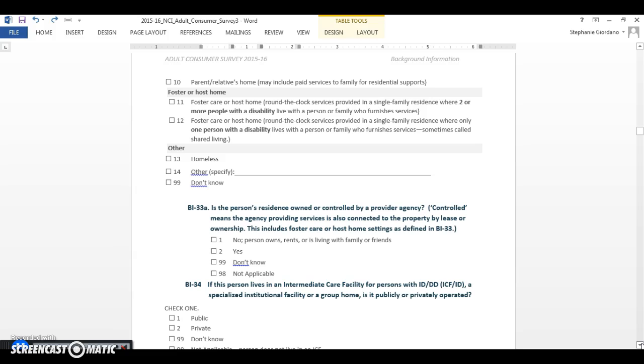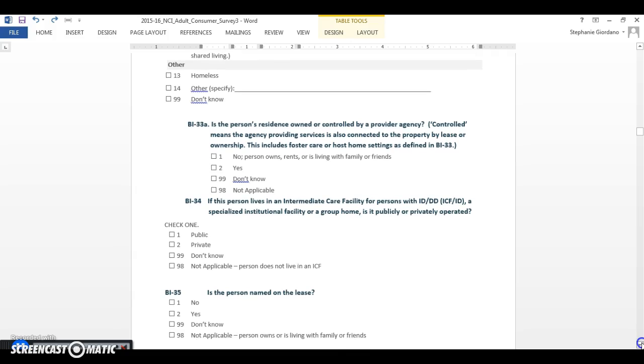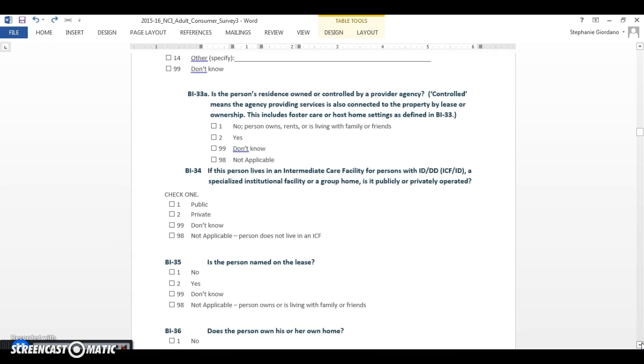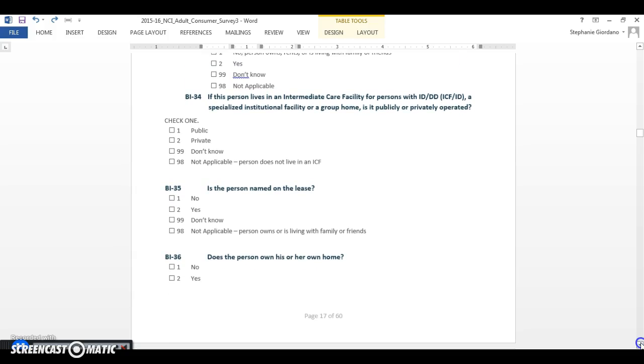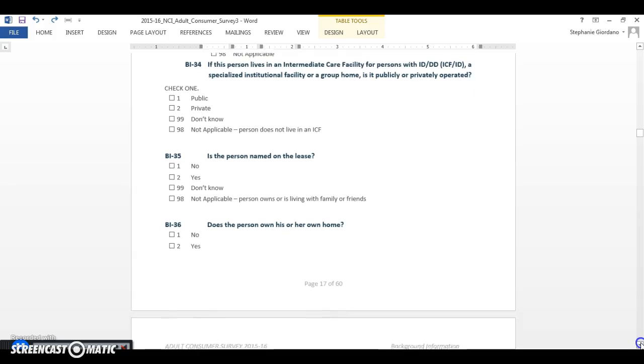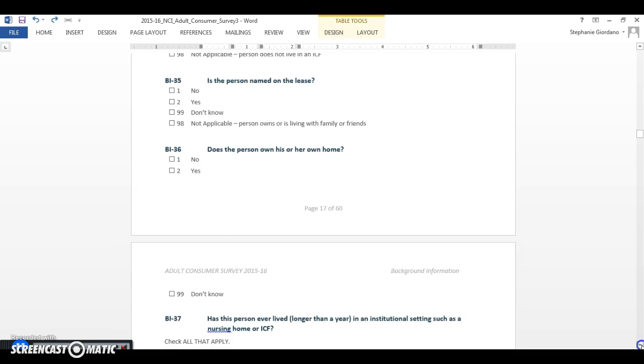Question BI 33 asks whether the person's residence is owned or controlled by a provider agency. And BI 34 is for those people who are living in an intermediate care facility, a specialized institutional facility, or a group home, whether that setting is publicly or privately operated. BI 35 gets at one of those HCBS regulations, whether the person is named on the lease. We also ask whether the person owns his or her own home.